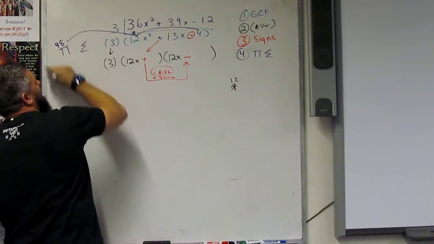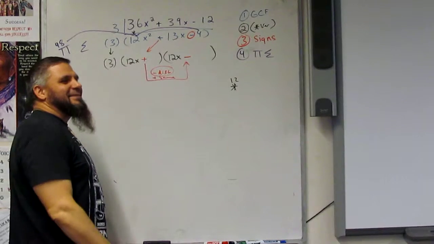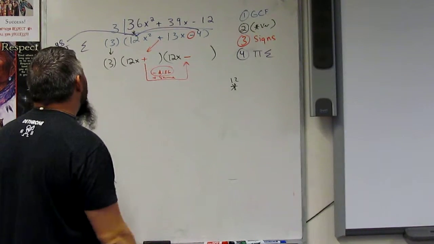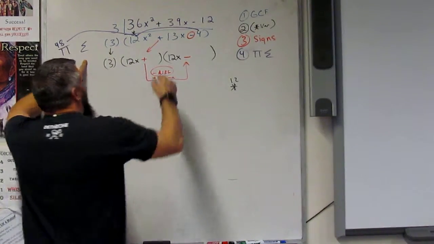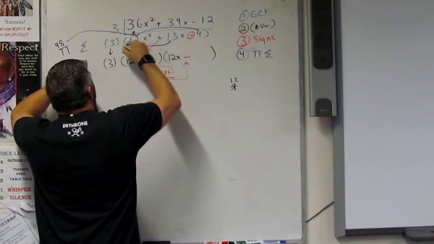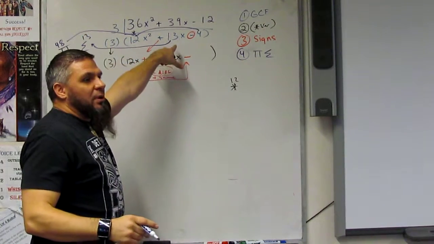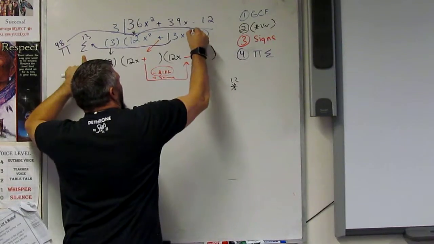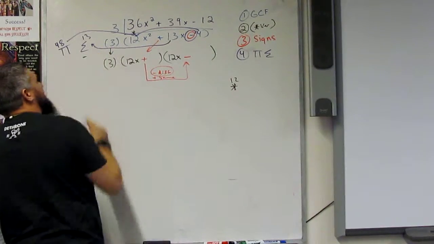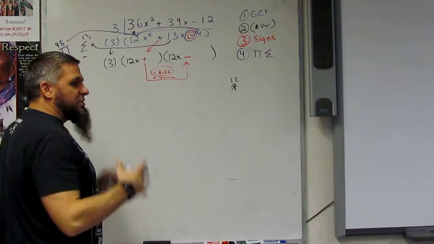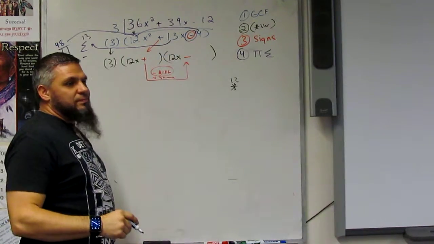36. Or is it 48? I was thinking 36, but 48 is correct. Double check. Alright? And then the sum is the middle number. Okay? The sum is the middle number. And what we do with the sum is always the second sign. The second sign tells me what we're doing in the sum. So we're subtracting. The product is multiplication, but the sum is subtraction.